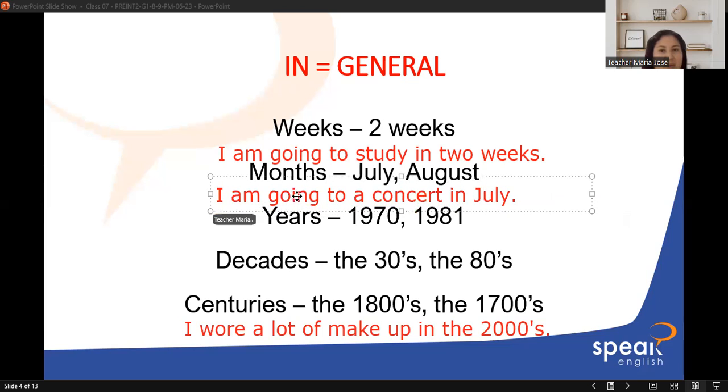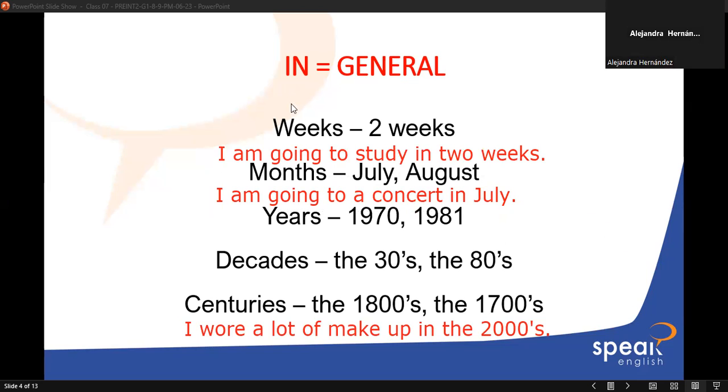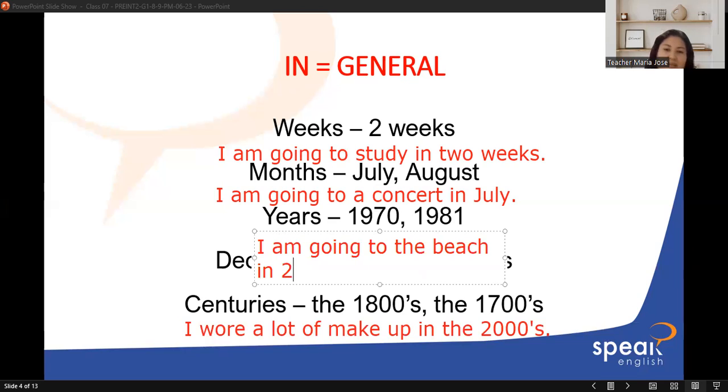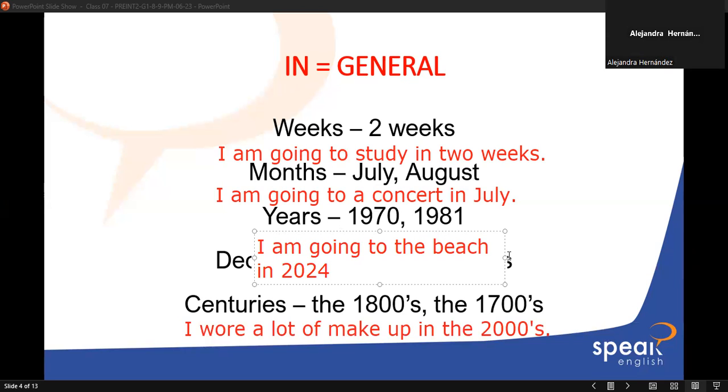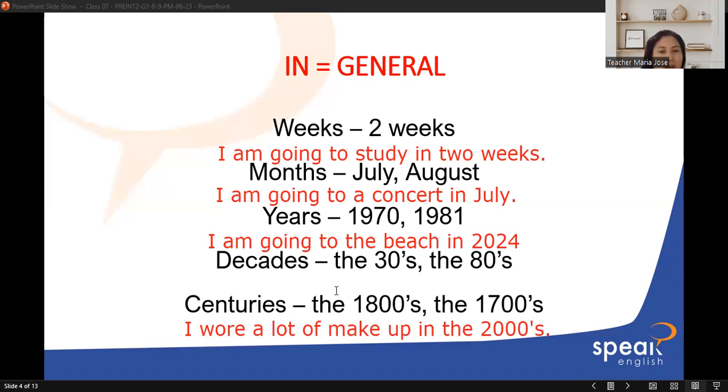Now, what about an example related to one specific year? Alejandra? Future. Yeah, you can talk about the future or the past. Okay. I'm going to the beach in 2024. Okay, 2024, excellent.